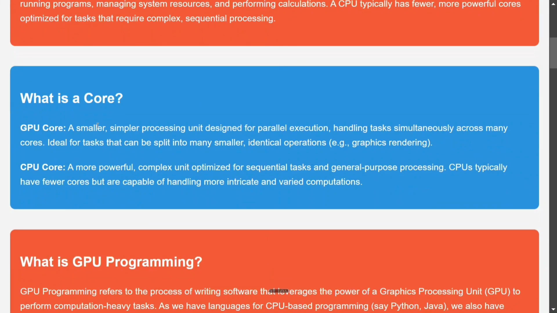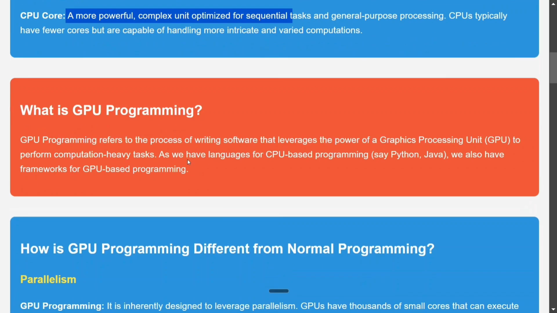Talking about what a core is, a GPU core is a small, simple processing unit designed for parallel execution. They are good at parallel execution, handling tasks simultaneously across many cores. While a CPU core is a more powerful, complex unit, optimized for sequential tasks. It is not for parallel tasks. You can perform parallel tasks, but it is not optimized for that. Do remember this.